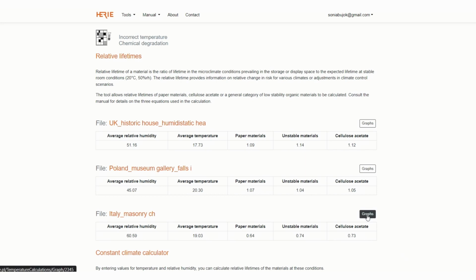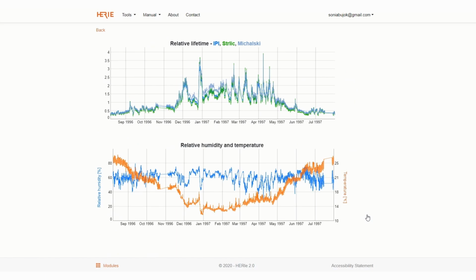Now let us switch to the graphs. On the bottom one you can see environmental data, and on the top corresponding values of relative lifetime. Herein IPI refers to cellulose acetate objects, sterolites to paper, and Michalski to organic materials of low stability.